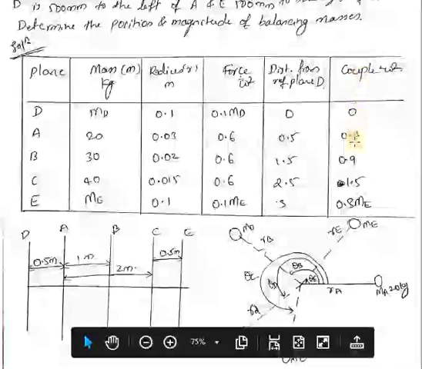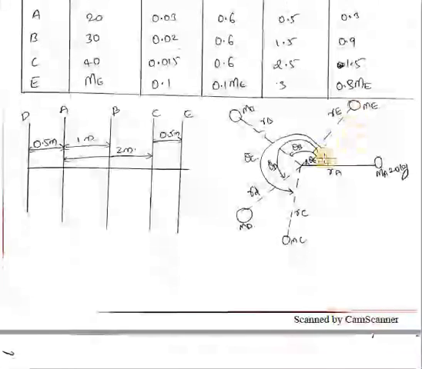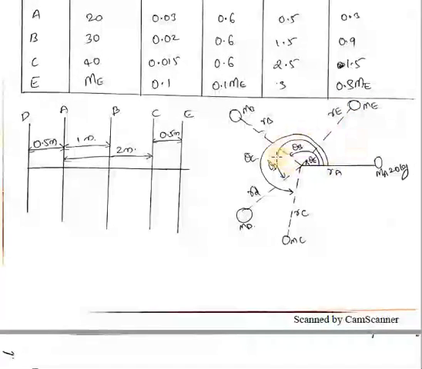Then calculate the couple. After that you have to construct the space diagram. So here none of the angles is given. So take MA as the reference, which is acting along the horizontal plane. Accordingly you draw MB, MC, MD and ME.